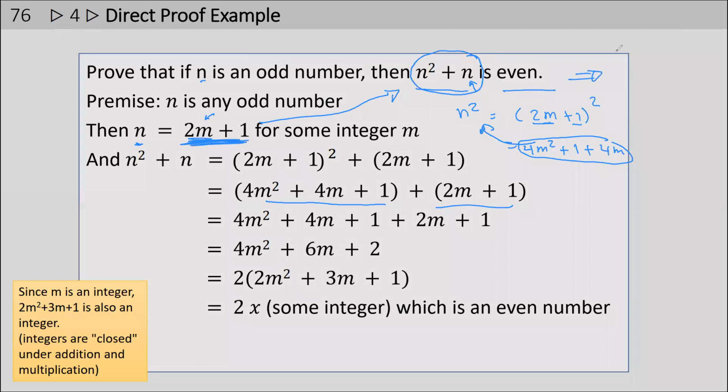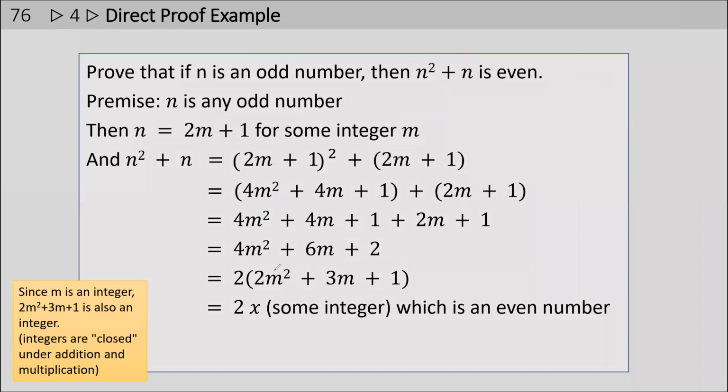And now you would like to prove that all of this is even. So you would like to prove that the outcome could be written as twice an integer value. So now, guys, here we have 4m squared, 4m plus 1 plus 1. So plus 1 plus 1 is plus 2. 4m plus 2m is 6m. 4m squared added to 6m plus 2. So you can have a common factor, which has a value of 2. And the remaining here is 2m squared. And from here is 3m. And from here is 1.